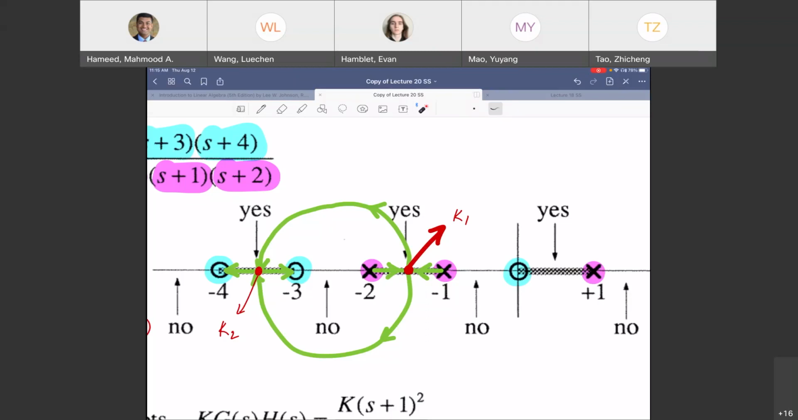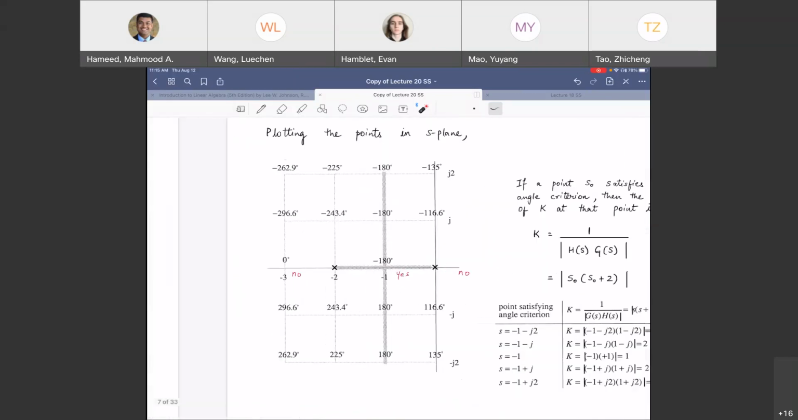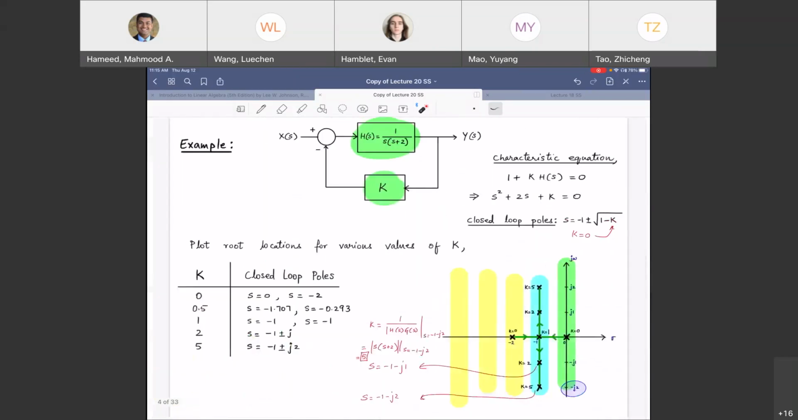For any point which is on the root locus, you can use the magnitude criteria to find the k value. Absolutely, as long as it's on the root locus. Infinity, right? Over here, we didn't have any zero. We didn't have any zero here. There it is.